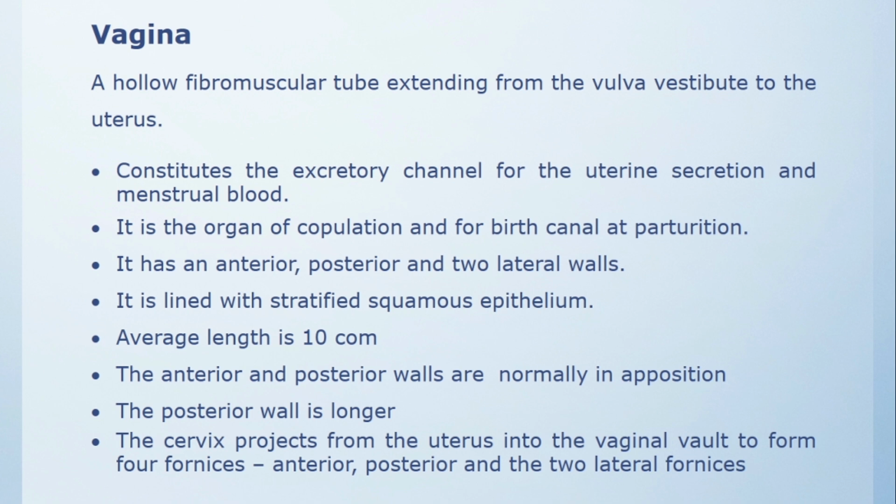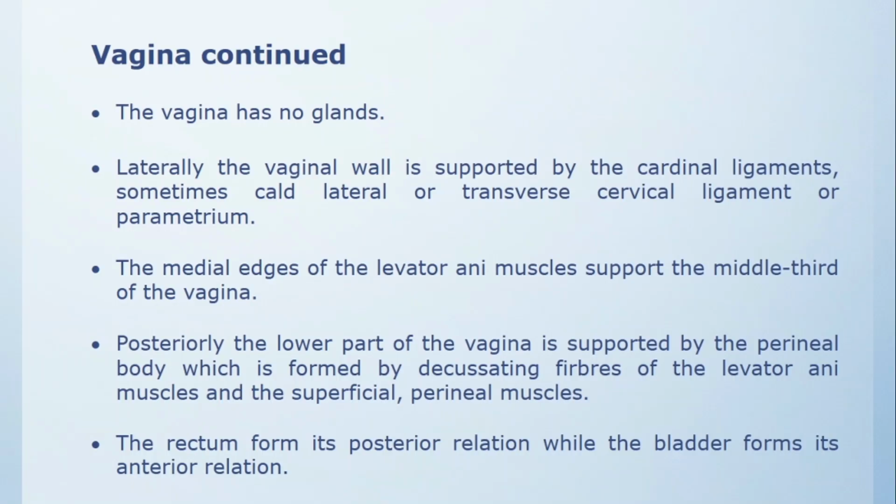The cervix, the uterine cervix, projects from the uterus into the vaginal vault to form 4 fornices: an anterior fornix, a posterior fornix, and 2 lateral fornices. The vagina has no glands, unlike the uterus and cervix, where you can see some secretory glands.